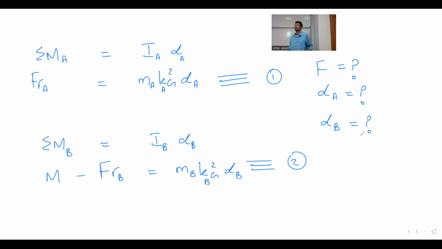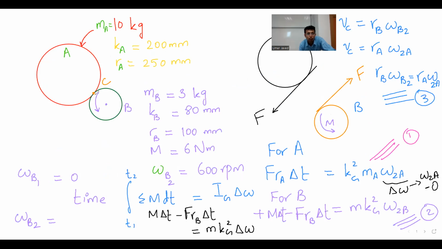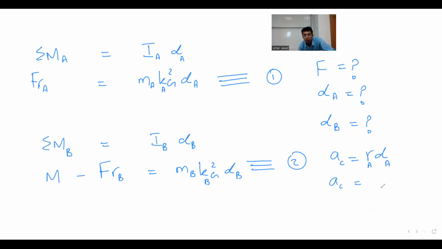What is the third equation? The same. At the point of contact, the tangential acceleration is R_A alpha A, and it is equal to, look at here everyone, at the point of contact, R_B alpha B. So if you equate them, you get the third equation. Agreed.